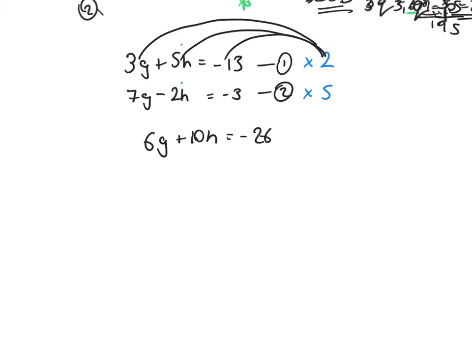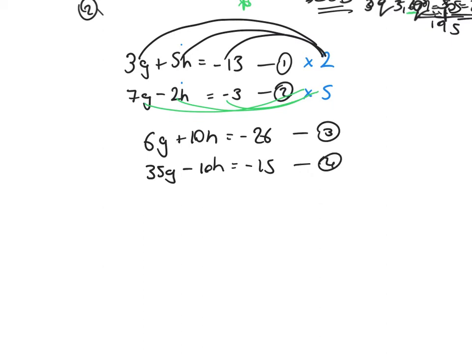Okay, equation 2, I'm going to multiply everything this time by 5. So 7g times 5, 35g, minus 2h times 5, minus 10h, and minus 3 times 5, minus 15. That's equation 3, that's equation 4.